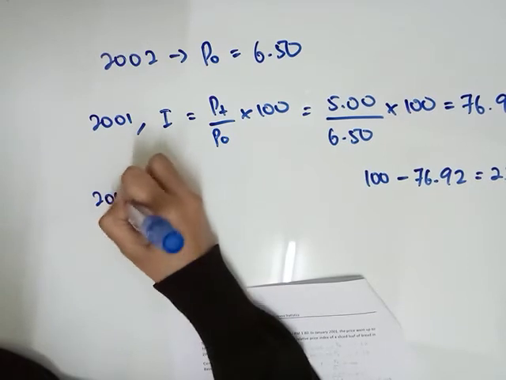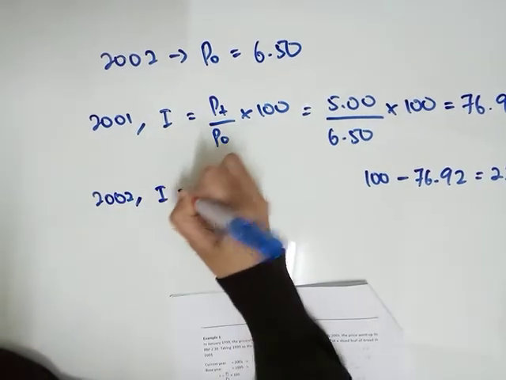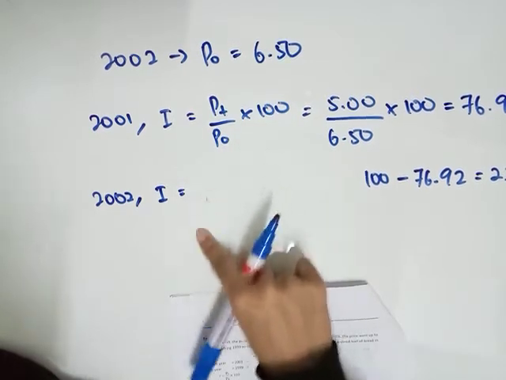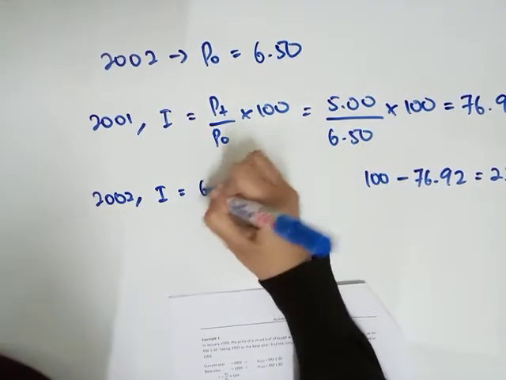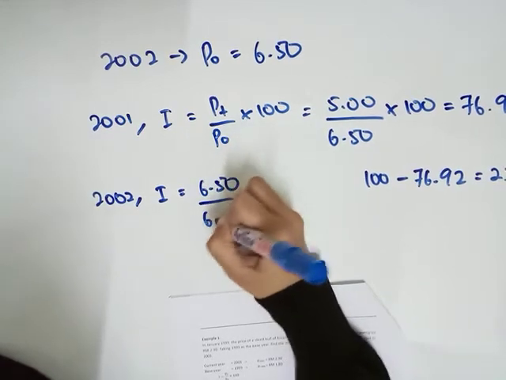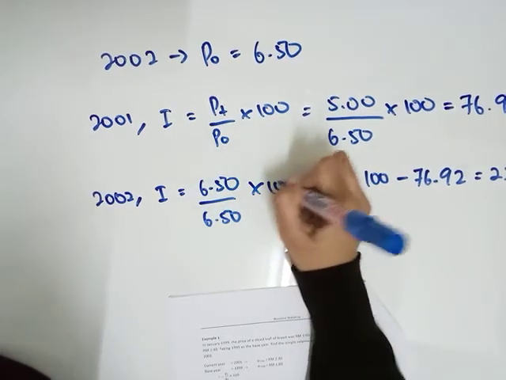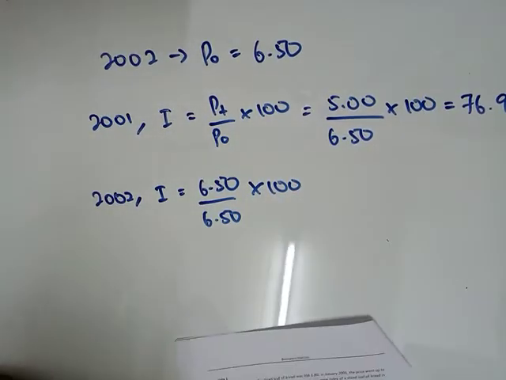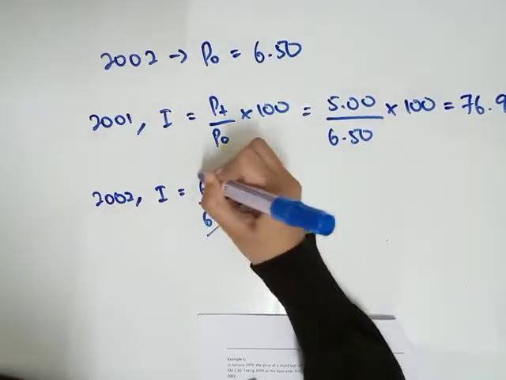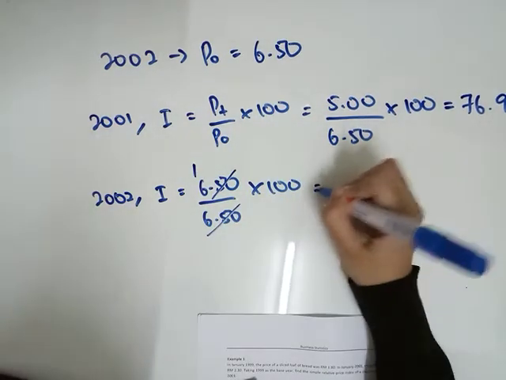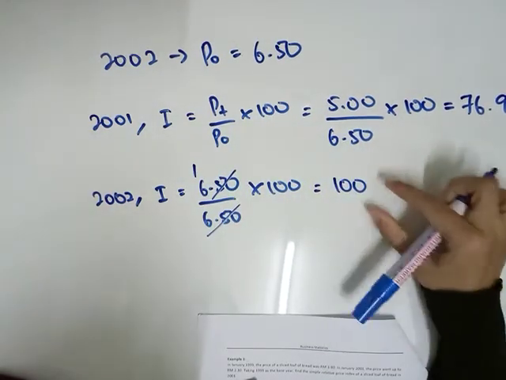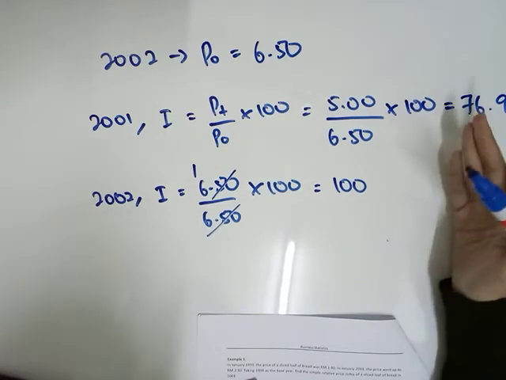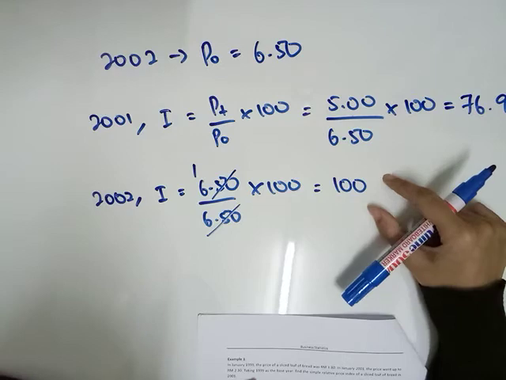So for 2002, okay, the price index, okay, for 2002, 6.5 divided by 6.5 multiply with 100. Okay, then you will get the answer is 6.5 divided by 6.5, you get 1. So the answer is 100%. Kalau 100%, that means there are no changes. Okay, dia tak ada increase, tak ada decrease. There are no changes. Okay.